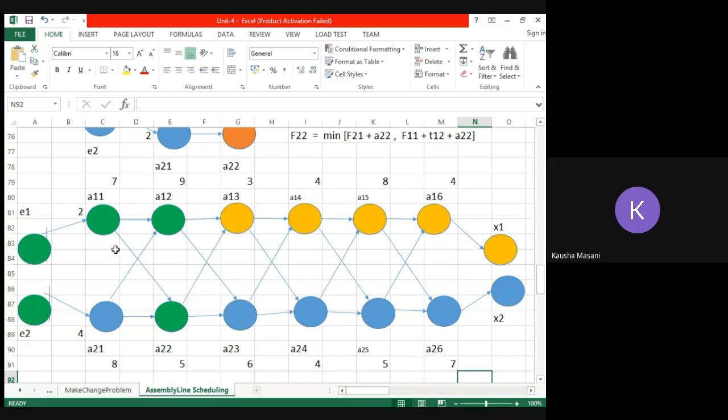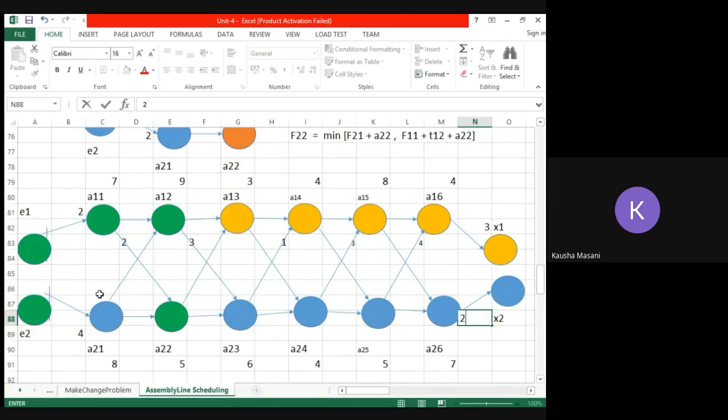Okay, and transportation charges from A11 to A22, it is 2. From A12 to A23, it is 3. A13 to A24, it is 1. A14 to A25, that is 3. A15 to A26, that is 4. And exit here, A16 to exit, that is 3. And here the exit point costing is 2.